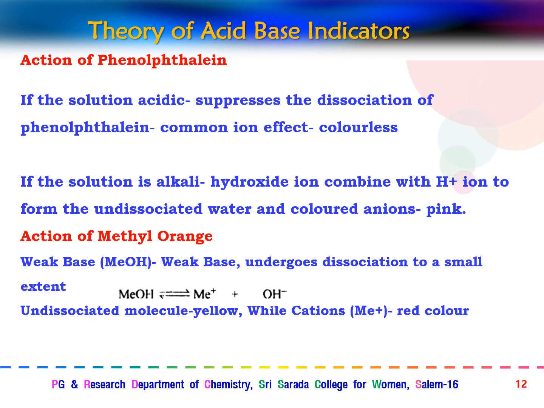Now let us see the action of methyl orange. Methyl orange is a weak base and it is represented as MeOH. It dissolves in water and undergoes dissociation to a small extent. Here the undissociated molecules are yellow while the cations Me plus are red in color. The dissociation is represented as MeOH dissociating into Me plus and OH minus. Here the Me plus is red in color whereas OH minus is colorless.